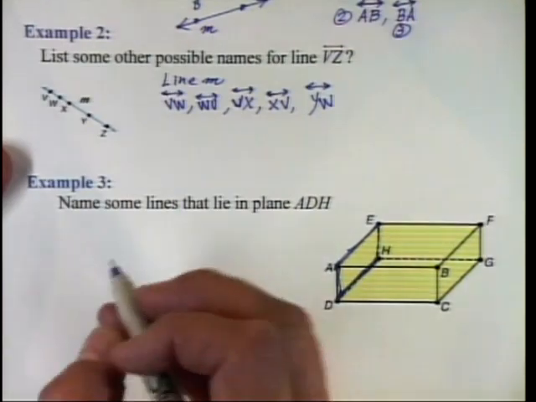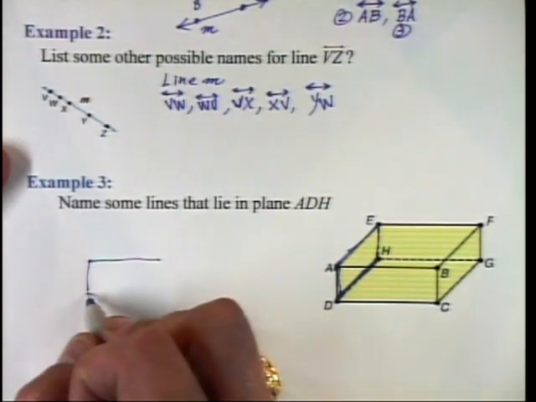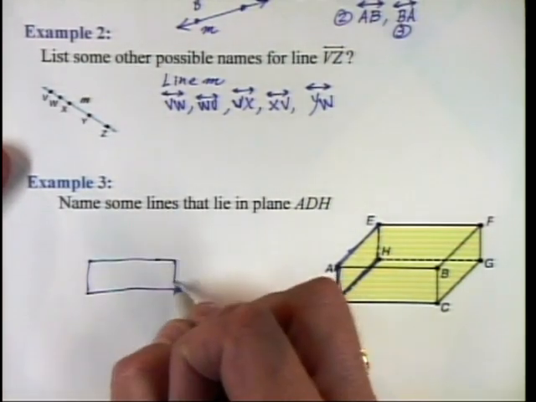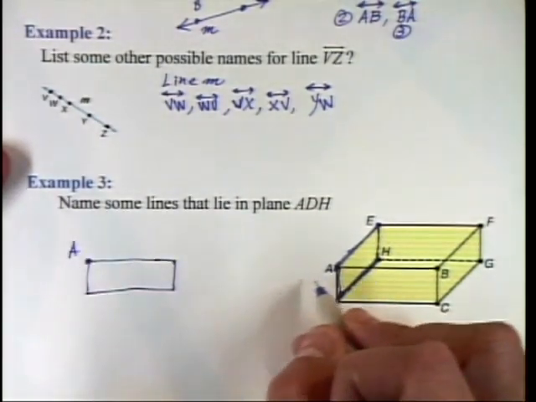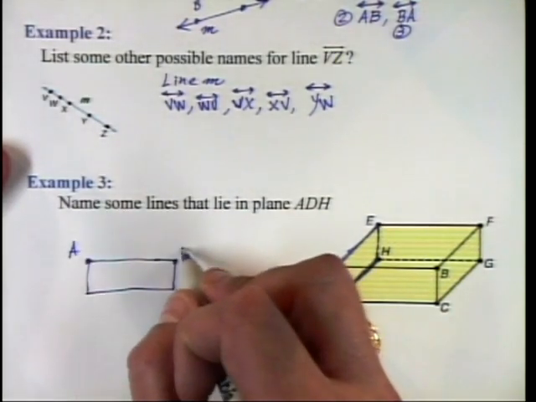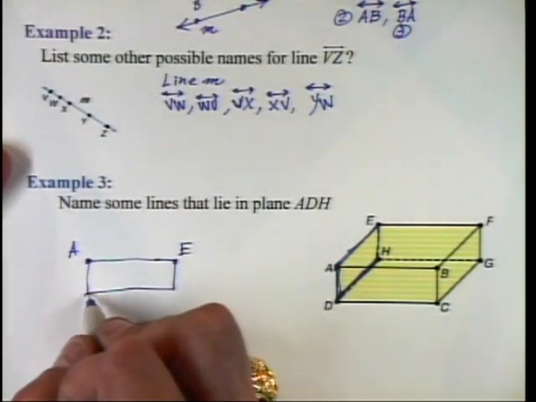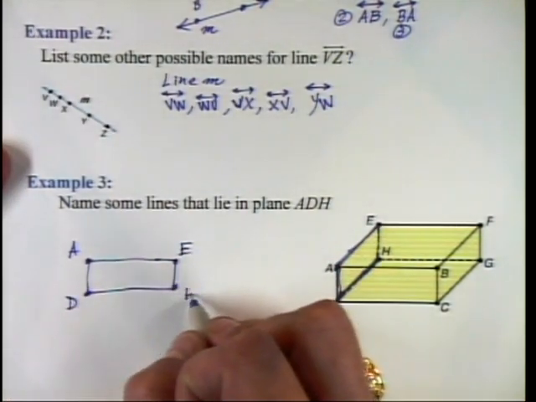So it's probably helpful to redraw this little side of the box so that we're facing it. And maybe we're facing it from the inside, so I can label it the same way. A, E, D, and H.